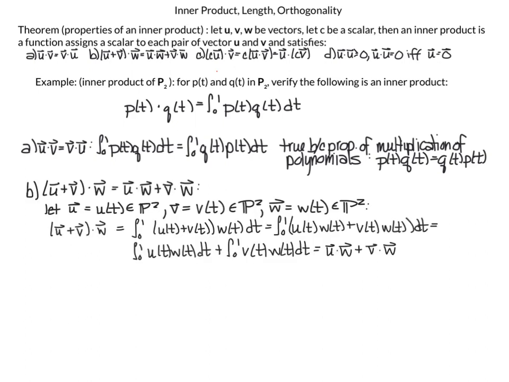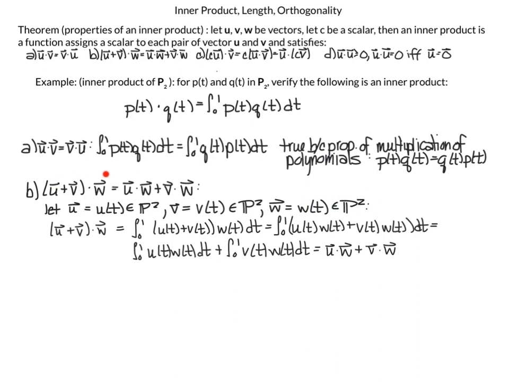For our second property b here, we're going to look at u plus v dot w, and we want to show it's equal to u dot w plus v dot w. So I have it written here. So I'm going to start by saying, well, we're going to let our vector u here be a polynomial of degree 2 or less, and our vector v here also is a polynomial in t of degree 2 or less. And last, w is a polynomial of degree 2 or less.